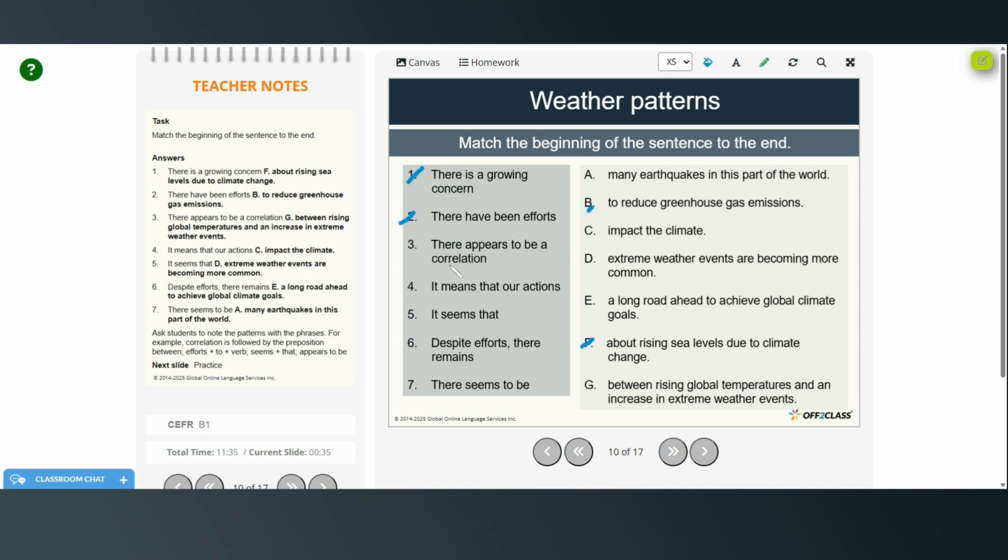There appears to be a correlation between rising global temperatures and an increase in extreme weather events. It means that our actions impact the climate. It seems that extreme weather events are becoming more common. Despite efforts, there remains a long road ahead to achieve global climate goals, and there seems to be many earthquakes in this part of the world.